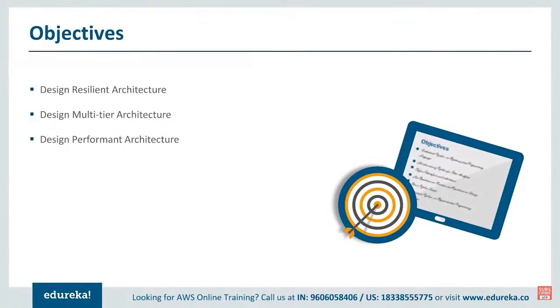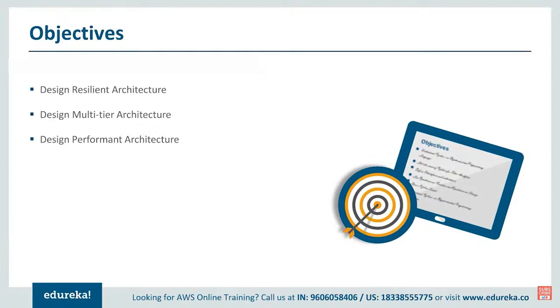So, the objective of this module is designing resilient architectures, which means how quickly can you recover from failures. Failures do happen, so we have to anticipate those failures and plan accordingly so that you can recover from failures pretty quickly and there is no impact to the application.